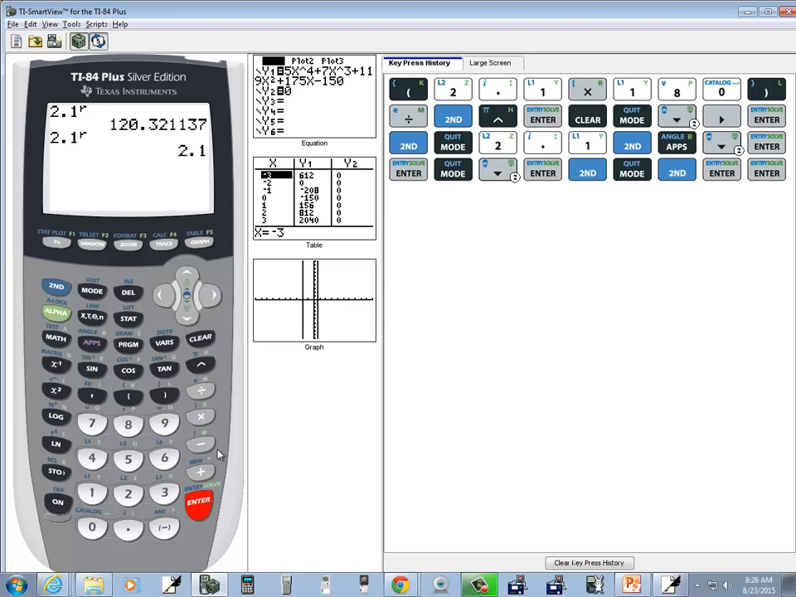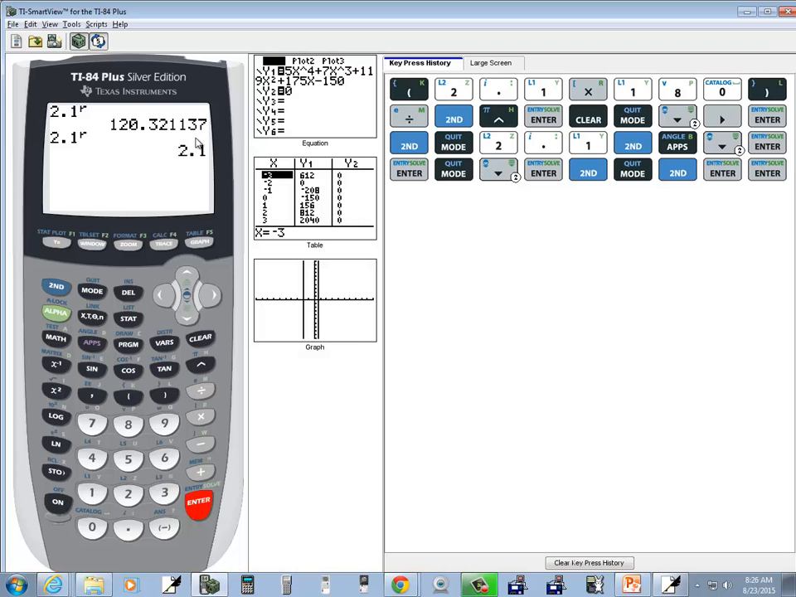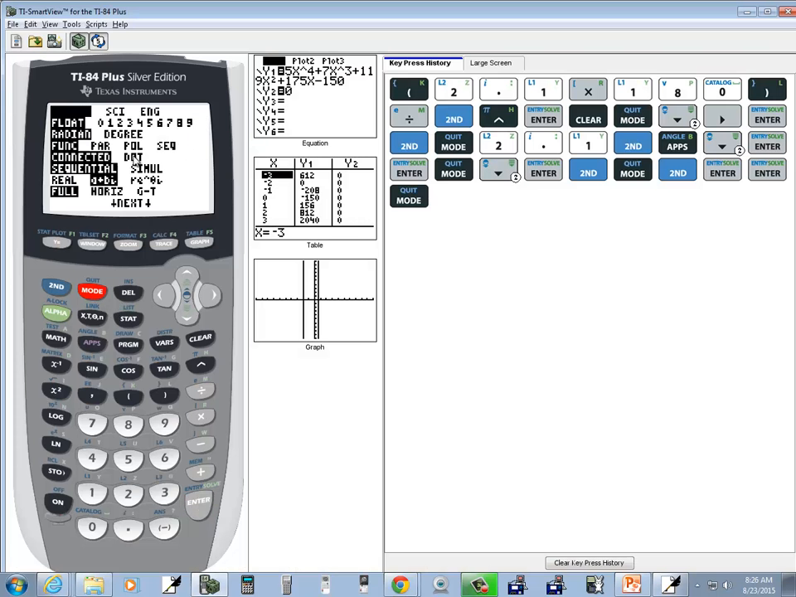Yeah, it does. So in order to do this on the calculator, you have to switch the mode to what you want to convert to. So if I'm converting to degrees, I want to go in the mode, and I want to make sure that degrees is selected. If I'm converting to radians, I want to make sure radians is selected.